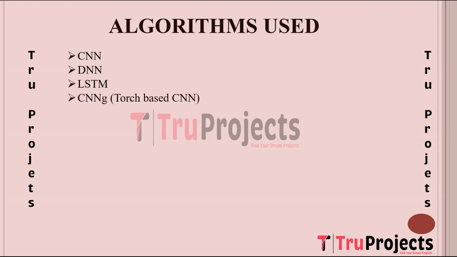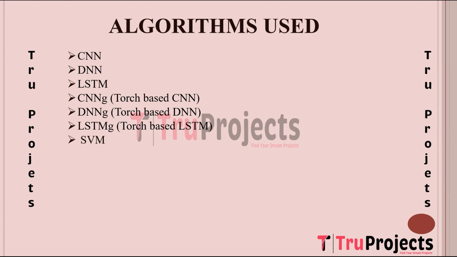CNNG, Torch-based CNN, DNNG, Torch-based DNN, LSTMG, Torch-based LSTM. These models denote CNN, Convolutional Neural Network, DNN, Deep Neural Network, and LSTM, Long Short Term Memory architectures implemented using the Torch framework, which is a popular deep learning library in Python. Torch provides efficient tools for building and training neural networks and is known for its speed and flexibility in deep learning tasks.